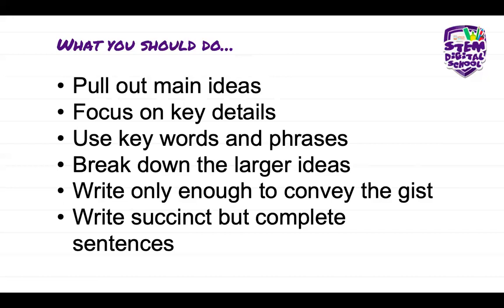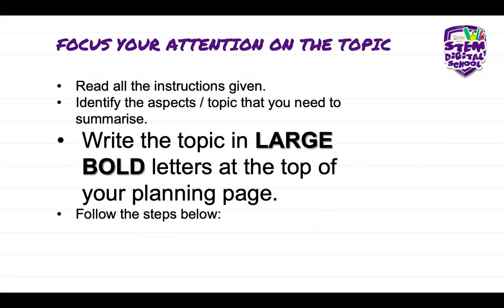Break them down into, what is the point of this? A big sentence can be broken down into about 6 or 7 words. That's what we want. And then write only enough to convey the gist. And then, as well, write succinct but complete sentences. I'm going to leave this here for a while. Focus your attention on the topic. That's what you need to do when you are given a summary to write.